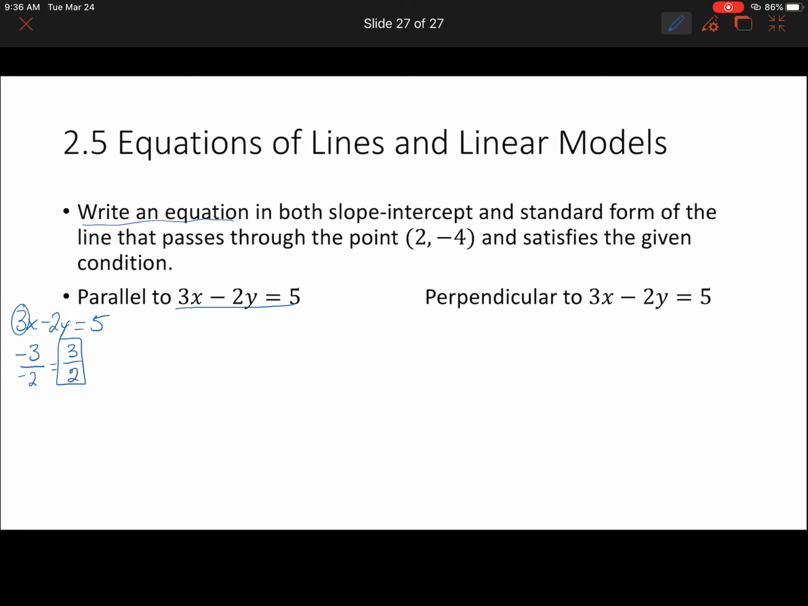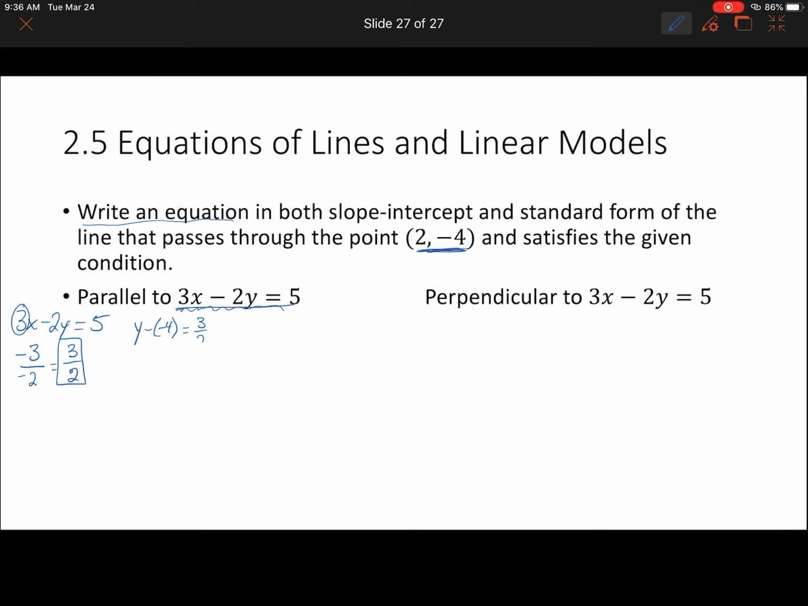And so we have to make sure we understand what the question says. Our question says we're going to take an equation that goes through this point (2, -4) that is parallel to this line that's given. Well, we just found the slope of it. We said it's 3/2. And so using our point-slope form, we'll take this point and this slope that we have, and we'll substitute it in.